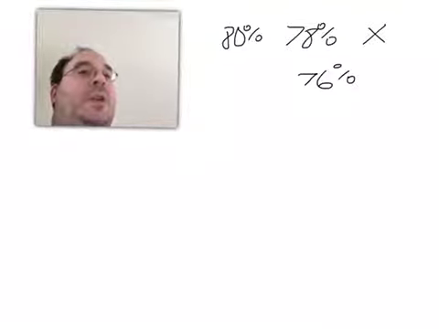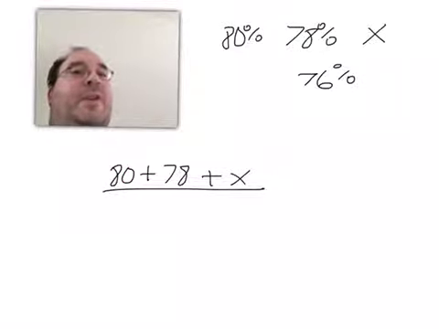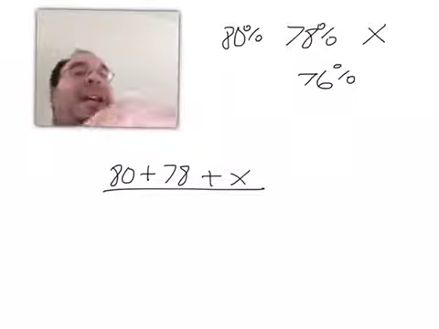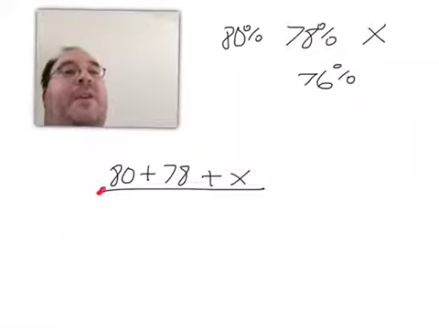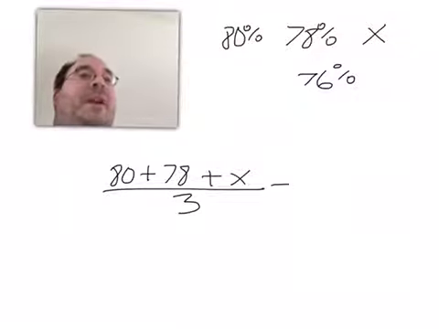So what you would do in that situation is take 80 plus 78 plus x, and you have 3 of them. Now this only works if all 3 tests have equal value. It's a little more complicated if they don't. Actually, no, it's not super complicated. But first of all, make sure you're doing this in percents, and they should all be of equal value. And since there's 3 of them, I'm going to divide by 3.